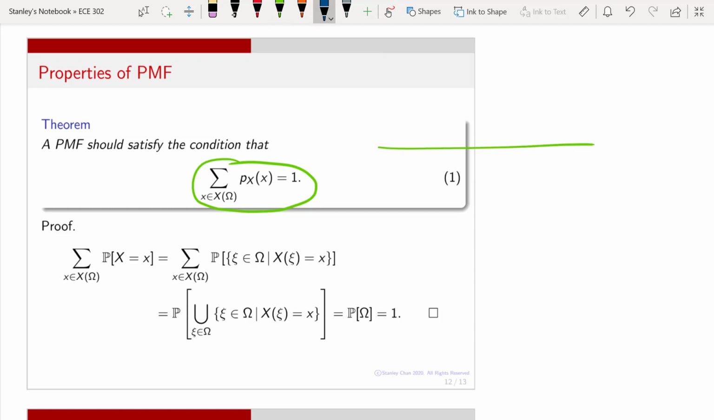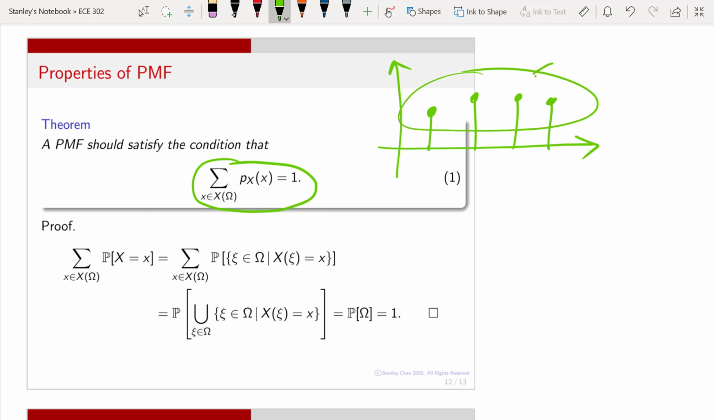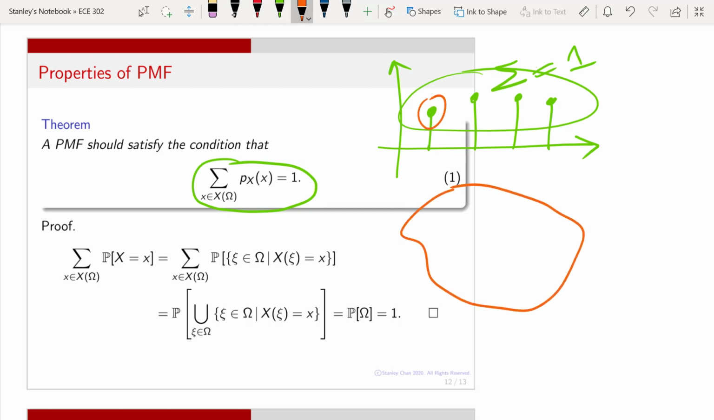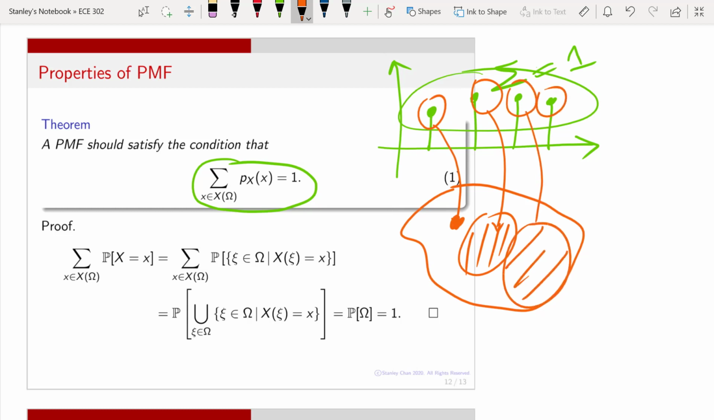This is just coming from the axiom. If you have states x1, x2, x3, x4, and you sum all these numbers up, this should give you 1. Why? Because these numbers can be mapped back to the sample space. This number will map back to an event here. This number can map to another event here. This number may map to an event here. And this number may map to an event there.